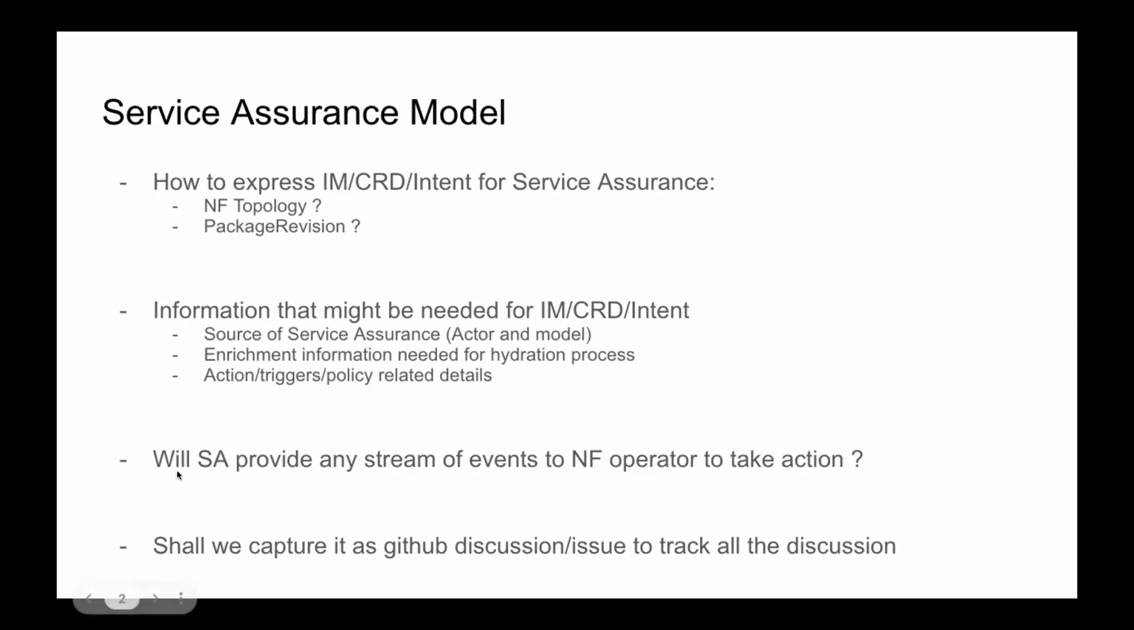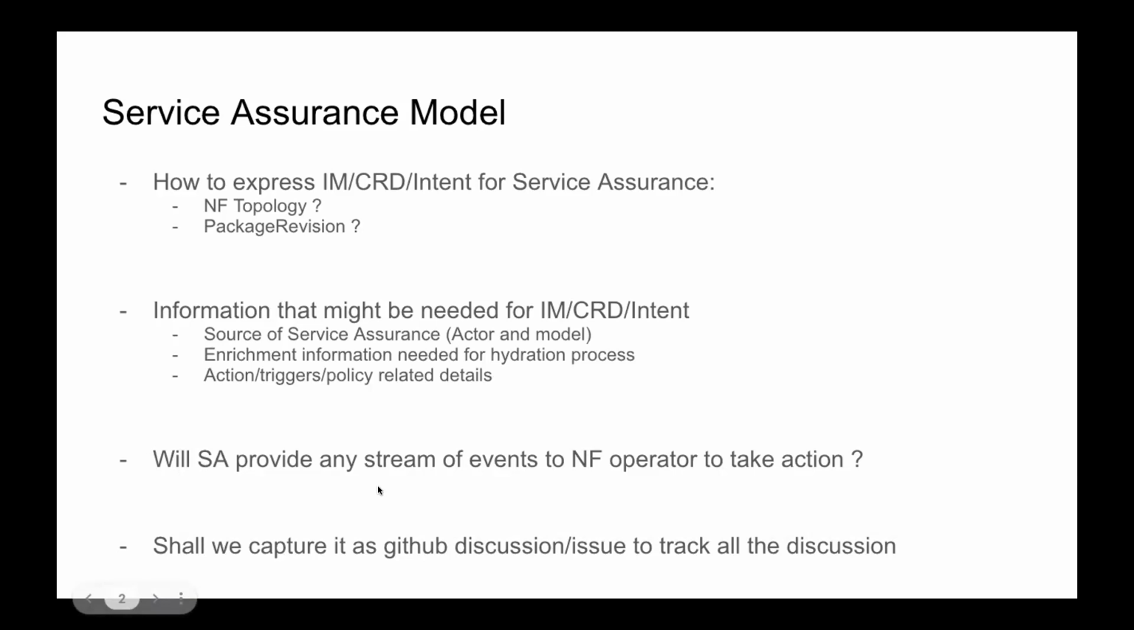Okay. The third point, what I see, is that service assurance could provide a stream of events to other consumers also, right? So other applications can consume it, and they might take certain action, or they do some activity. So that is also possible.